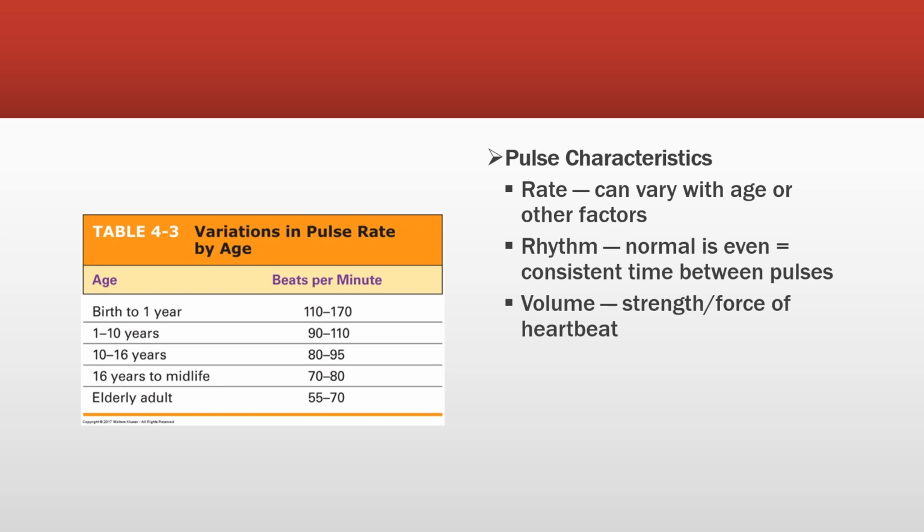And then volume. Volume is the strength or force of the heartbeat, and it can be described as soft, bounding, weak, thready, strong, or full. So this will kind of let us know how much blood volume they have, depending on how we feel that pulse against our fingers.